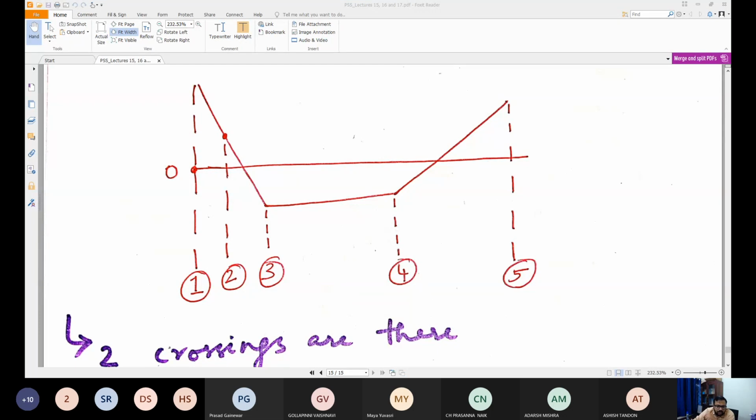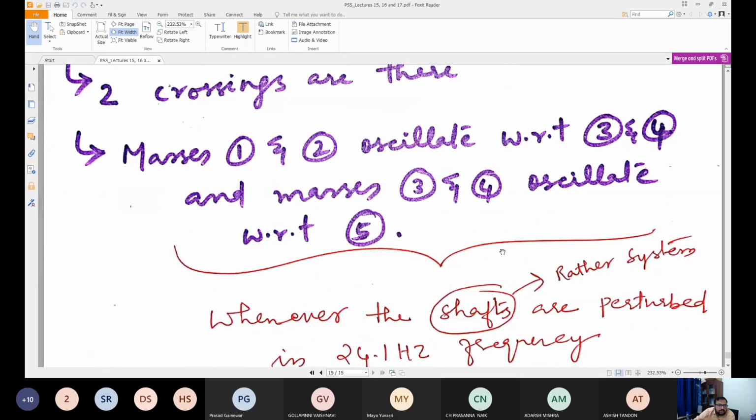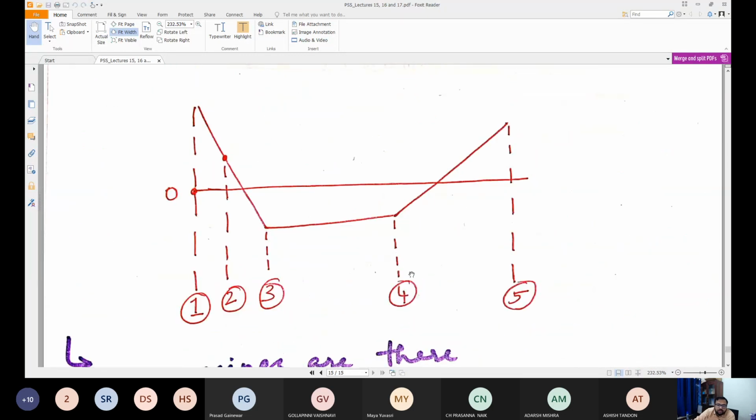That means 3 and 4 are oscillating against 1 and 2 in a different manner, and 3 and 4 are oscillating against 5 in a different manner, but 5, 1 and 2 are oscillating in the same direction. At a particular time, we can see that 1, 2 and 5 are in the same direction. Masses 1 and 2 oscillate with respect to 3 and 4, and masses 3 and 4 oscillate with respect to 5, but the displacements of 1, 2 and 5 are in the same direction.